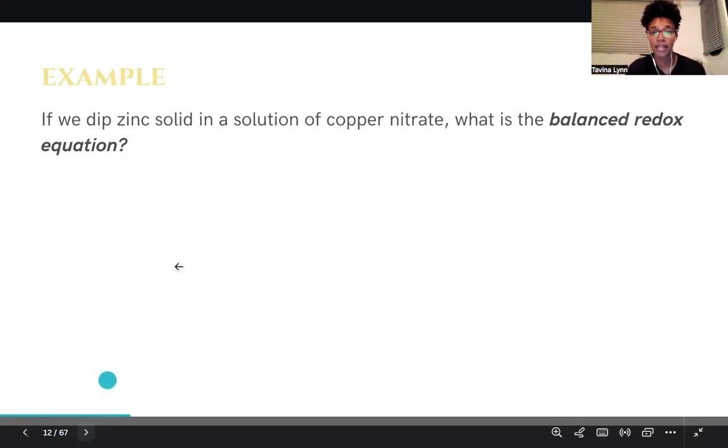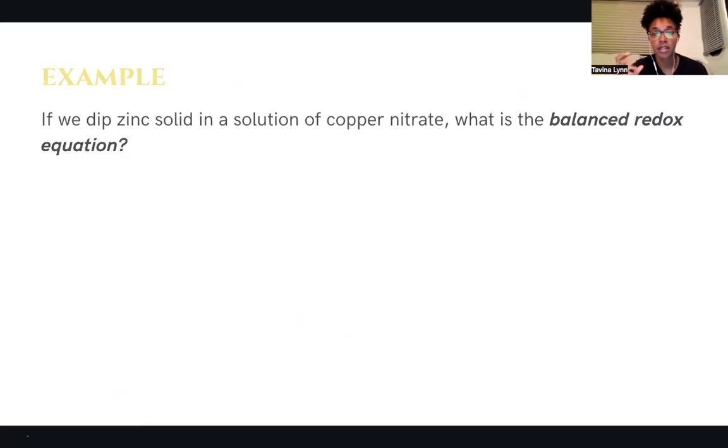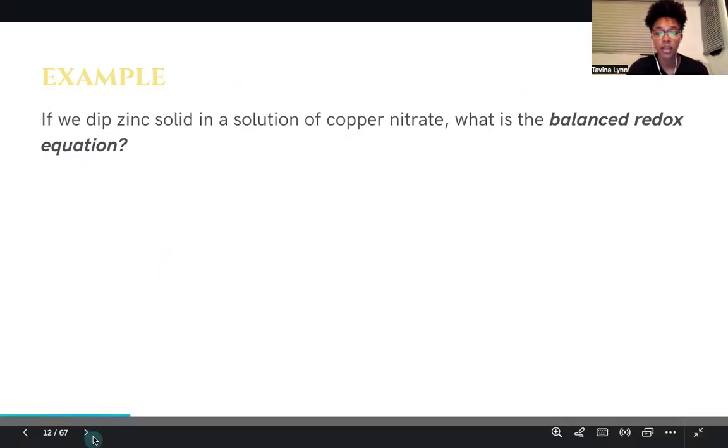So let's look at an example. If we have zinc solid and we dip it in a solution of copper nitrate, what is the balanced redox equation? So pause this video and at least write the molecular formula for the two reactants and then write what products will be formed.